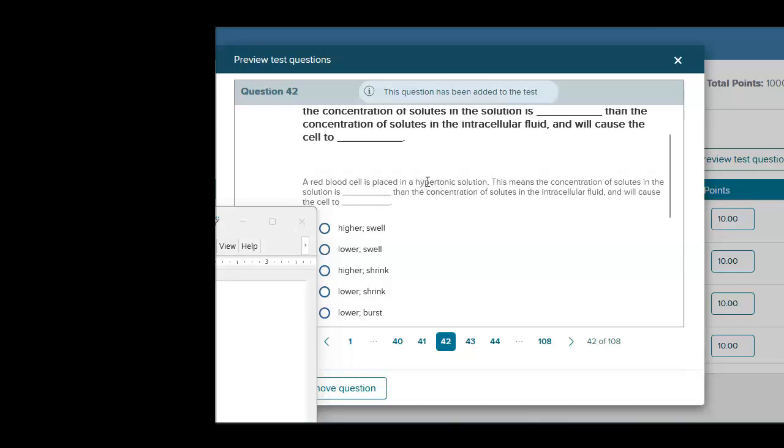So we have hypertonic solution. Hypertonic refers to the solution, so it's going to be either higher or lower. In this case, it's going to be higher. And then swell or shrink refers to the cell. So then let's take a look at the figure.